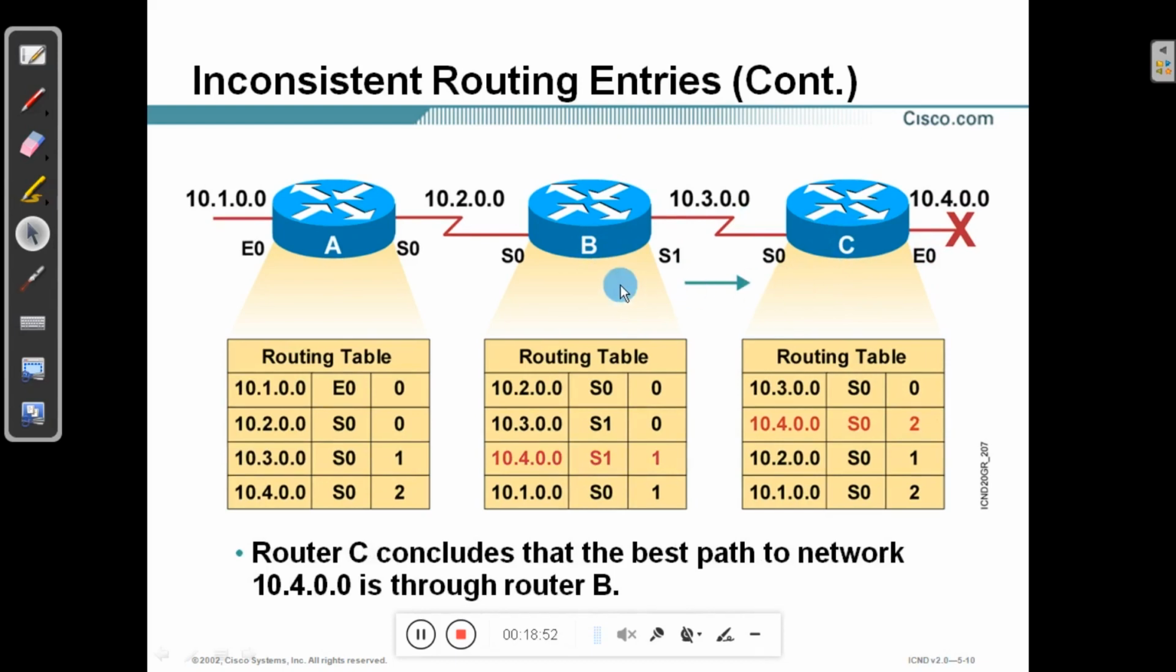Now, because the routing update from B to C was received earlier than the one from C to B, router C knows that 10.4.0.0 is down, but it has received the update from router B before passing on its own update. In router B's routing table there is an entry that 10.4.0.0 can be reached via S1 with 1 hop.